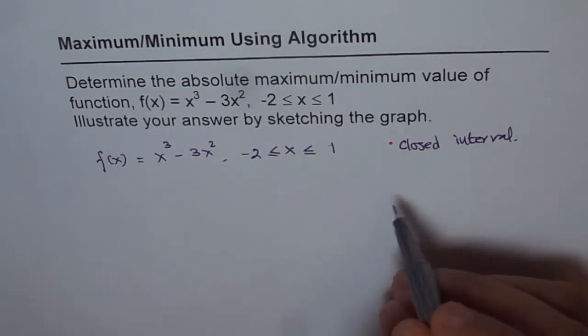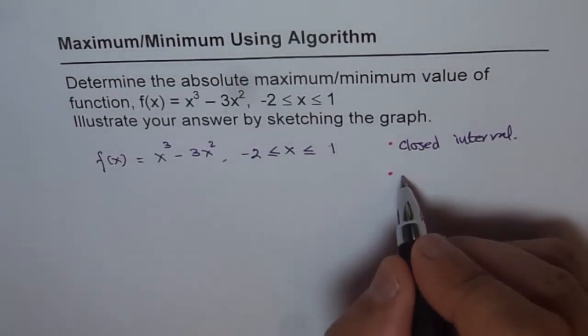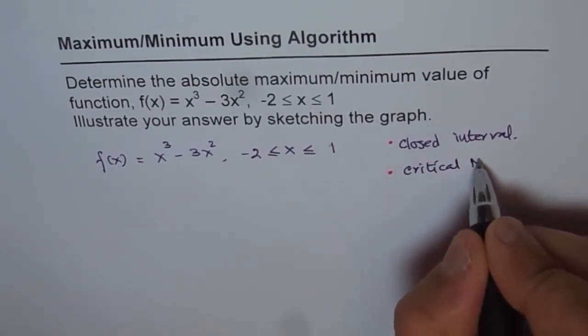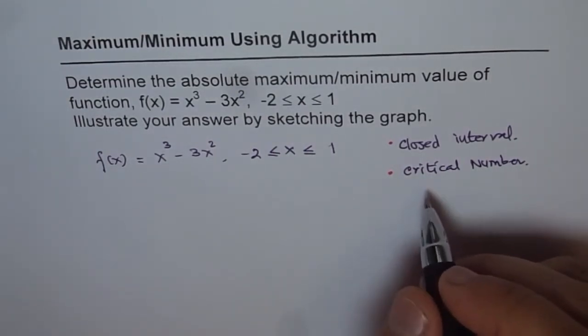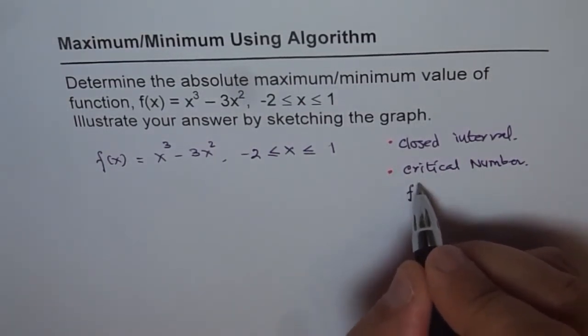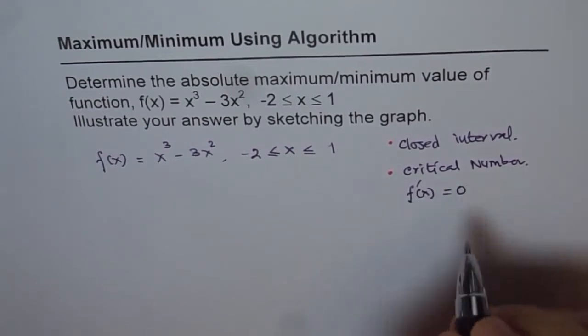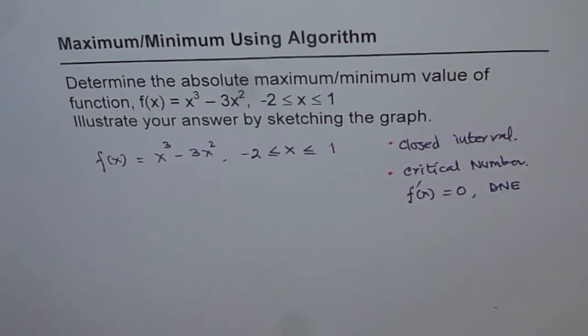Now how to find the absolute maximum and minimum? The first step here is to find the critical number. Now a critical number is a point on the graph where the derivative of the function, let me write f dash x, is equal to 0 or does not exist. So both are critical numbers.